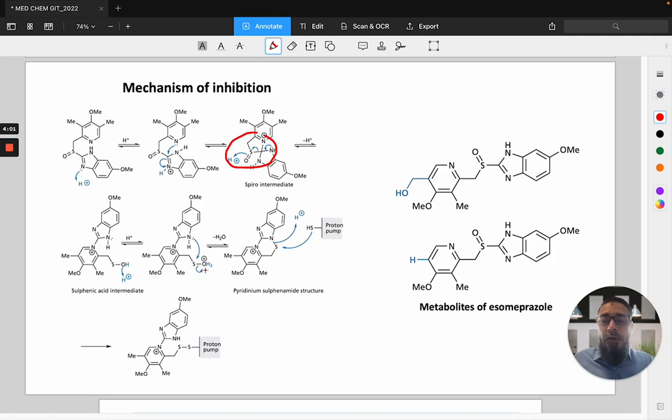And elimination of the water molecule will take place, and the formation of the pyridinium sulfonamide structure. So now this structure is ready to bind with the proton pump through the S-S linkage. So that's how omeprazole binds with the proton pump.